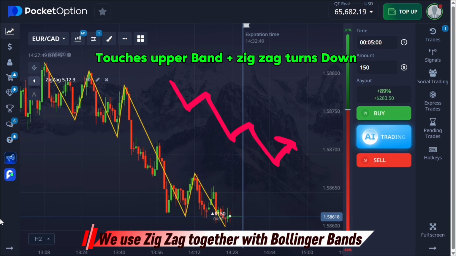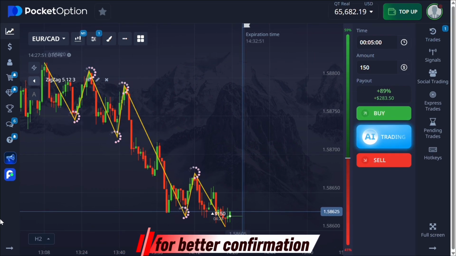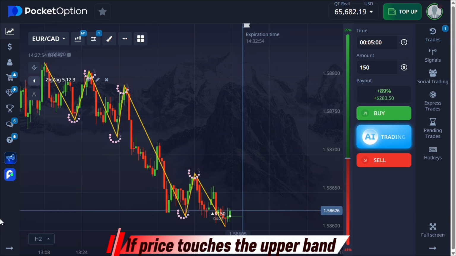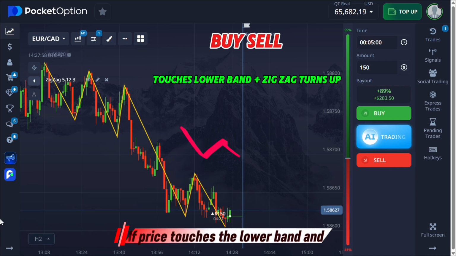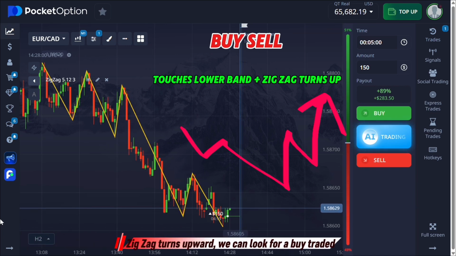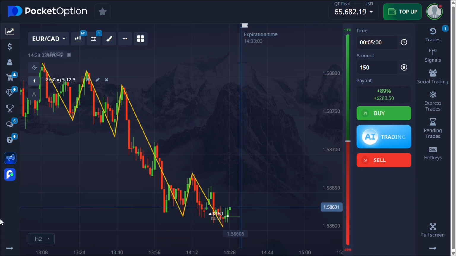We use zigzag together with Bollinger Bands for better confirmation. If price touches the upper band and zigzag turns downward, we can look for a sell trade. If price touches the lower band and zigzag turns upward, we can look for a buy trade.